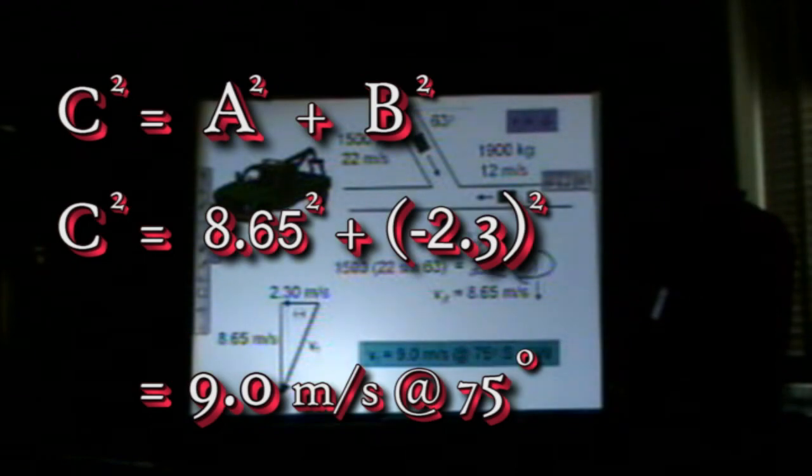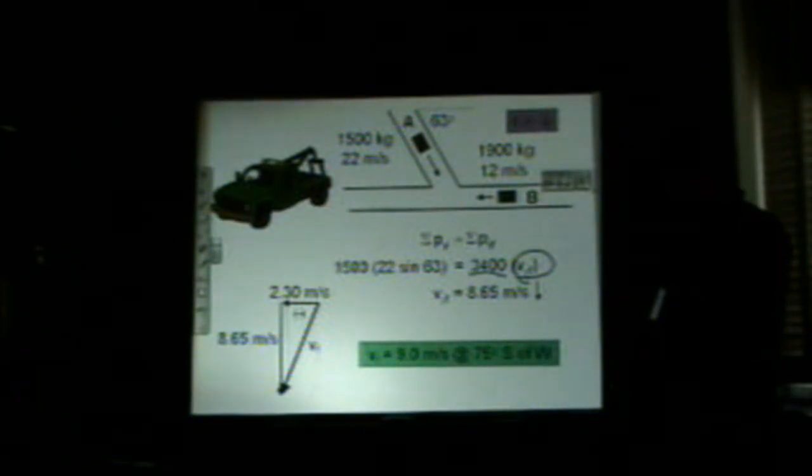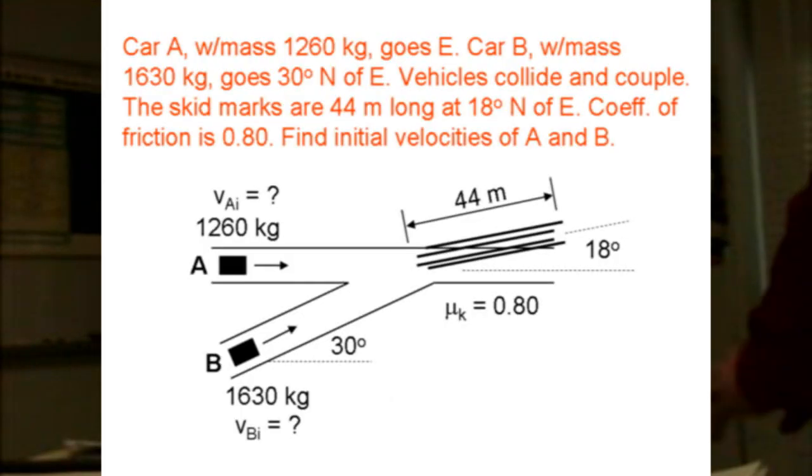C squared equals A squared plus B squared. Inverse tan, opposite over adjacent. All right, we'll take a quick look at this.